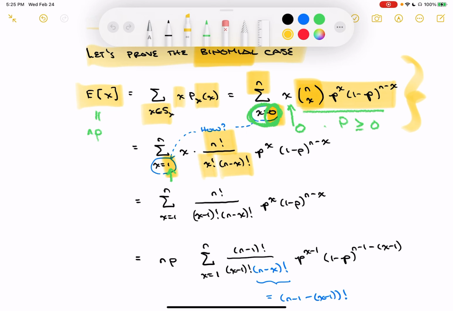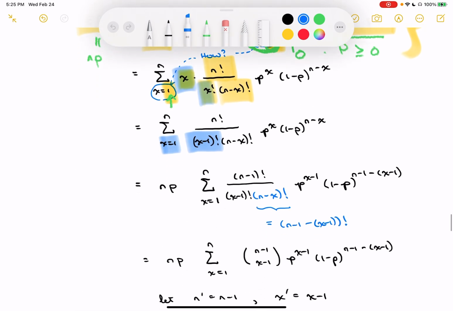The next thing I'm going to do is take this x and cancel it with one of those x's in the factorial. That's going to leave me just x minus 1 factorial in the denominator. Everything else basically seems the same, and we still have that x equaling 1 in there. What's the next step I'm going to do? And this is kind of key. This is a very common kind of technique.